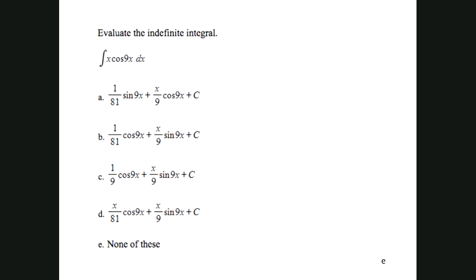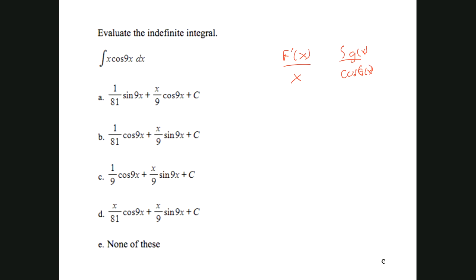I'm just going to set it up. I'm not going to do it yet. So I would use f prime of x. I'm going to go x here. The integral g of x is going to be cosine 9x. Oops, that should be all inside parentheses.